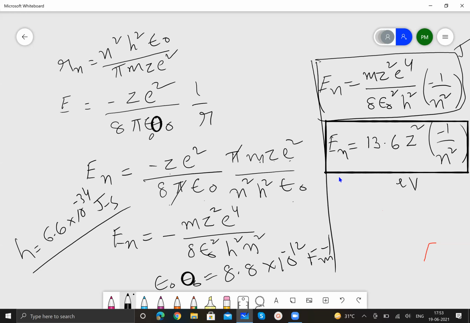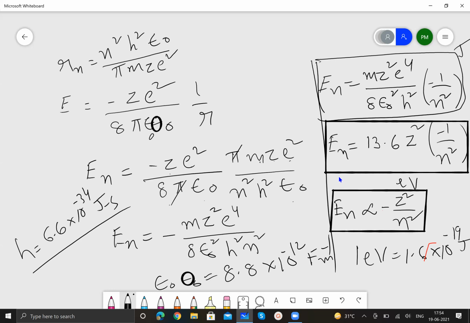and convert that joules into electron volts, 1 electron volt is 1.6 into 10 to the power of minus 19 joules. So making all these values and solving it in electron volts, this is the final expression we get, which is to be remembered by you. En is equal to 13.6 into Z square multiplied by minus 1 by n square. This also implies En varies directly as minus Z square by n square.